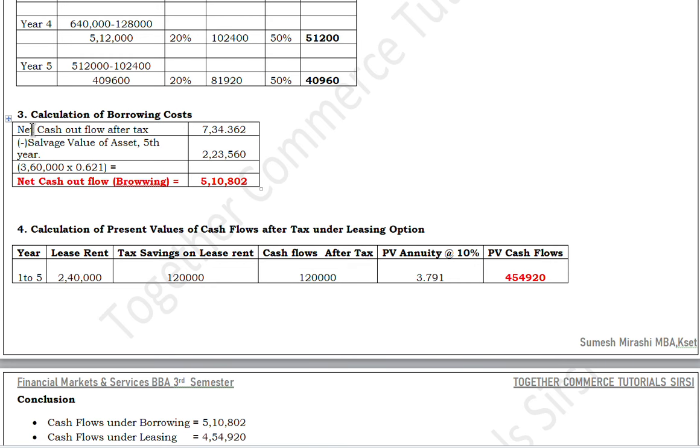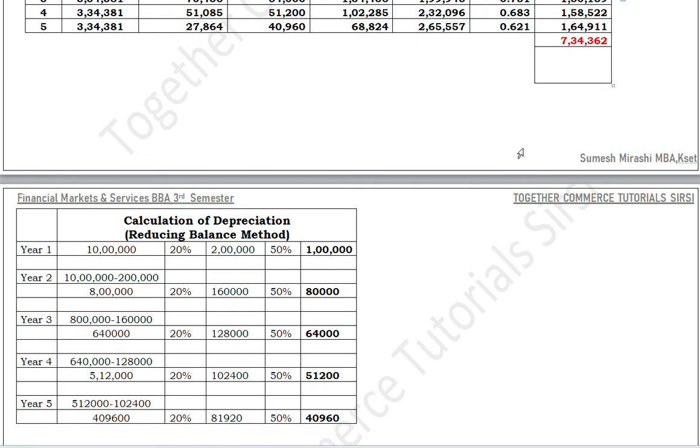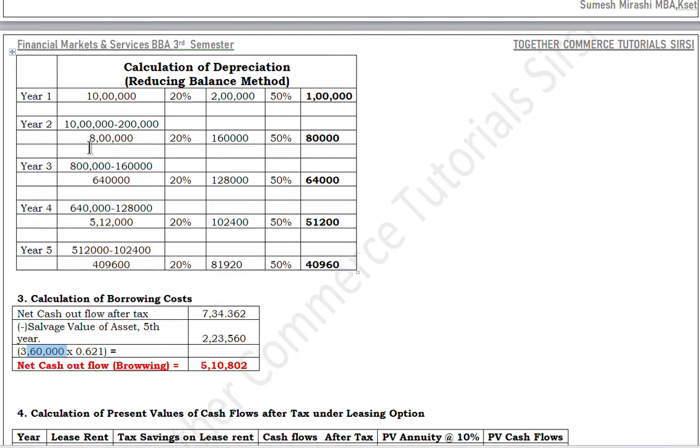And once you get this step, you should come down to the next step, calculation of borrowing cost. The answer you have got here, 7,34,362, should be taken here as net cash outflow after tax. Then here we should take the salvage value, and the salvage value is for the fifth year. So this salvage value 3,60,000 is from the question.